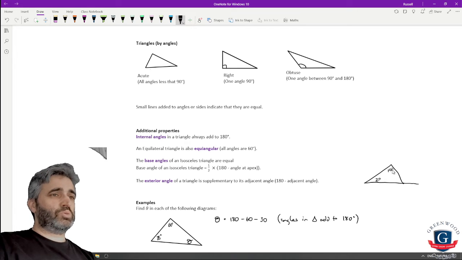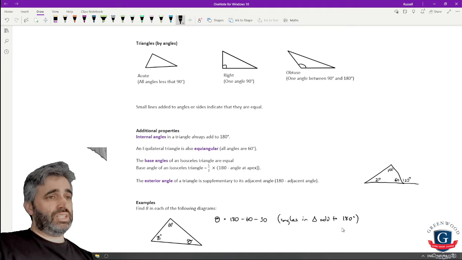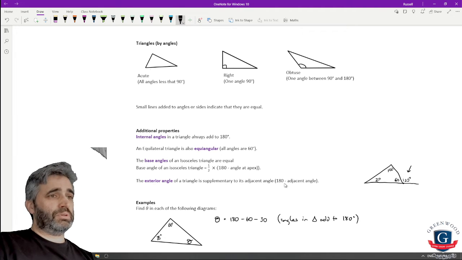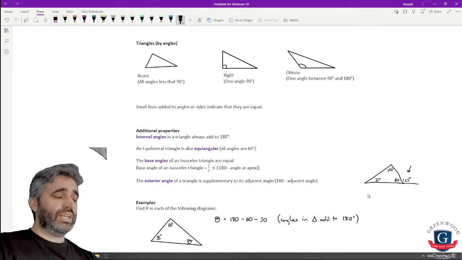Okay, if this was 20 and this was 100, that would be 120 degrees so far, leaving 60 degrees to put here. Now, because this is along a straight line, the other angle must be 120 degrees. 60 plus 120 gives us 180, which is the property of a straight angle. So, the exterior angle, this one, of a triangle is supplementary to its adjacent angle. Adjacent means next to. The angle that it's next to is supplementary, which tells us that that one is 120 degrees. Now, we may look at exterior angles later because they have some additional properties, but that will do for now.